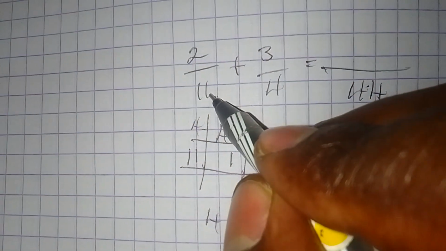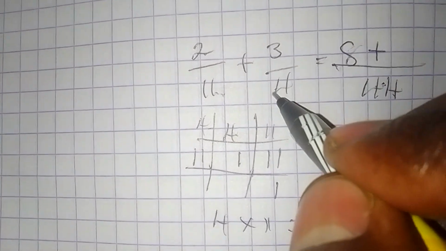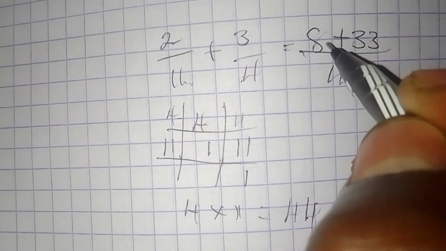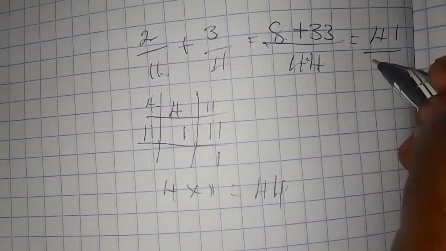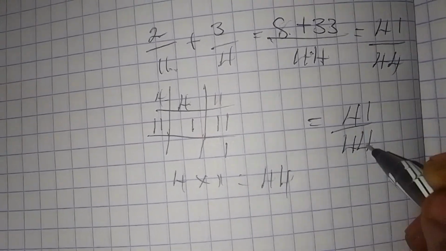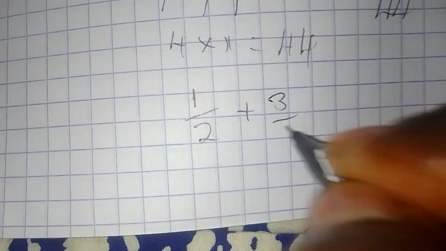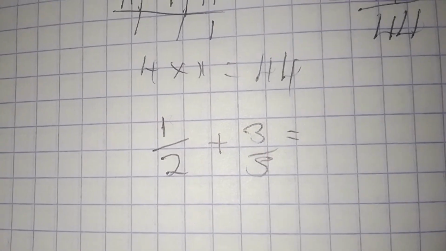44 divided by 11 is 4. 4 times 2, 8. Then you add 44 divided by 4 is 11. 11 times 3, 33. 33 plus 8, you get 41 over the denominator, which is 44. So our answer is 41 over 44. That is how you do it for proper fractions. So learners, you can try this question: 1 over 2 plus 3 over 5. You can try this on your own to do more practice on proper fraction addition.